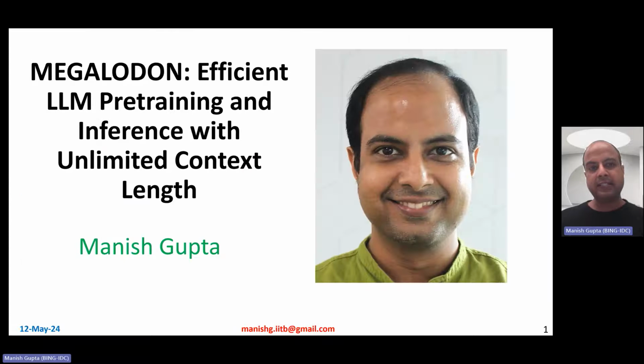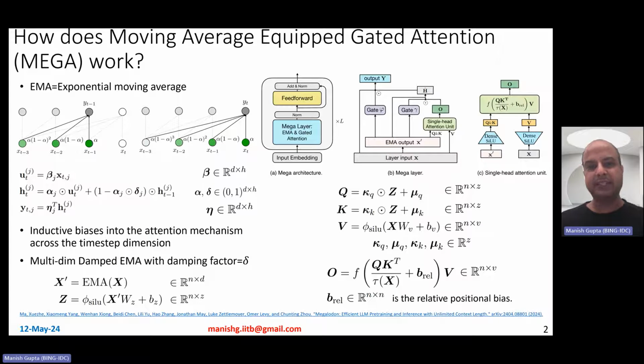Now, Megalodon is actually based on another architecture called Mega, and this is pretty mathematical, as you see in the slide, but I'll try to intuitively explain what the Mega architecture does. And once we've understood how Mega works, we can understand how Megalodon works. So in the Mega architecture, this is basically a standard transformer architecture. It has self-attention and feed forward.